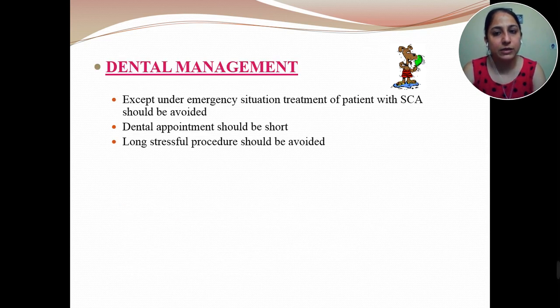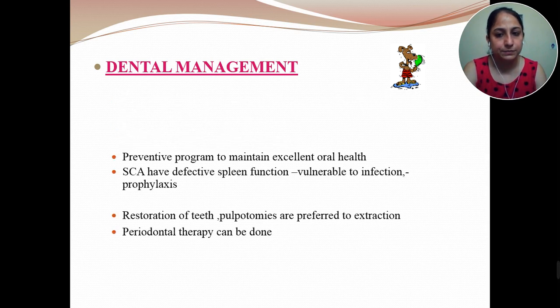The dental management includes, except under emergency situations, treatment of patients with sickle cell anemia should be avoided. Dental appointments should be short and long stressful procedures should be avoided, because stress might also lead to sickling. Preventive programs should be advocated to maintain excellent oral health. Sickle cell patients have defective spleen function and hence are vulnerable to infections, so prophylaxis is required. Restoration of teeth and pulpotomies are preferred to extraction, and periodontal therapy can be done.